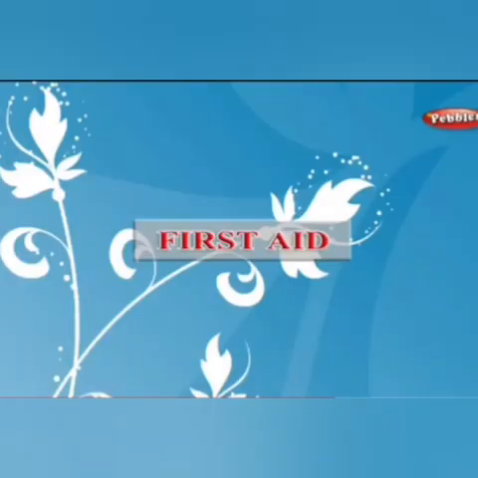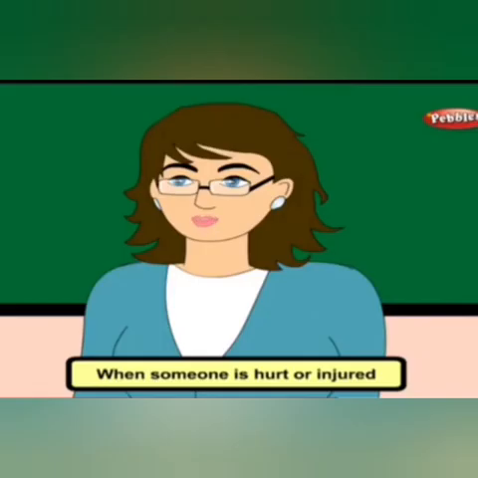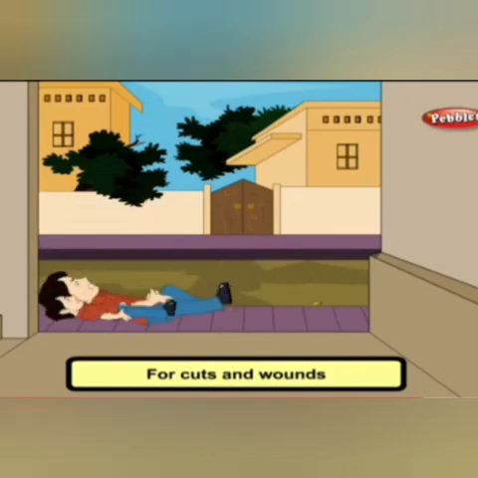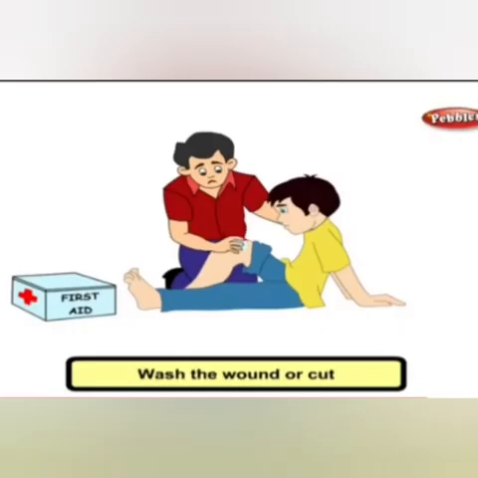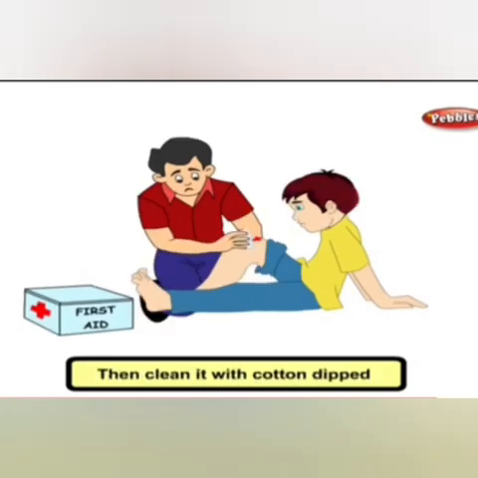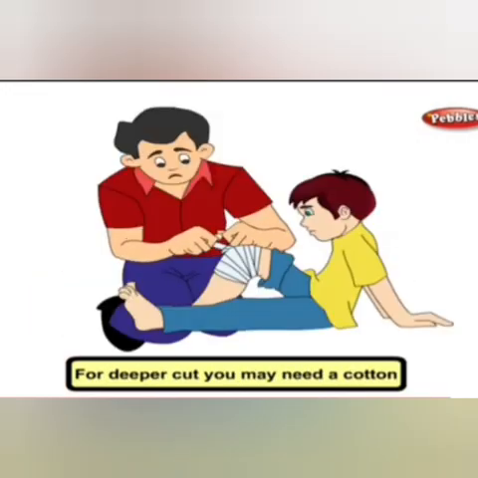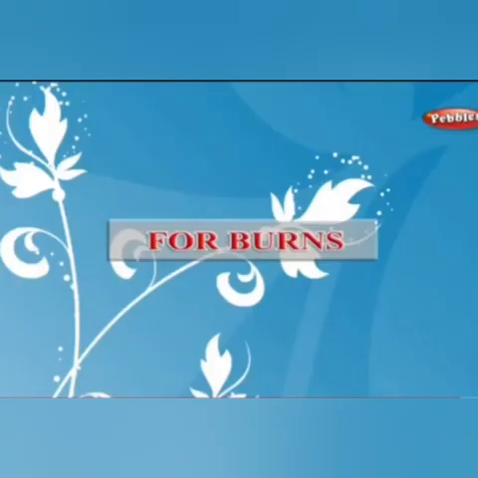First aid. When someone is hurt or injured, we can do something to help him before the doctor arrives. These steps are called first aid. First aid tips. For cuts and wounds. Wash the wound or cut with running water. Then clean it with cotton dipped in an antiseptic lotion. For minor cut, just put a band-aid. For deeper cut, you may need cotton swabs and a sterilized bandage.